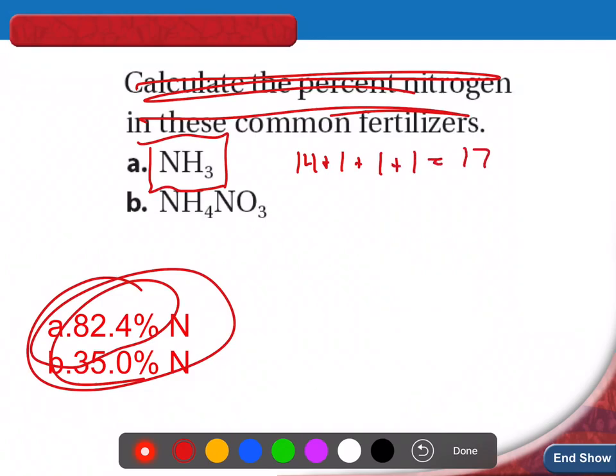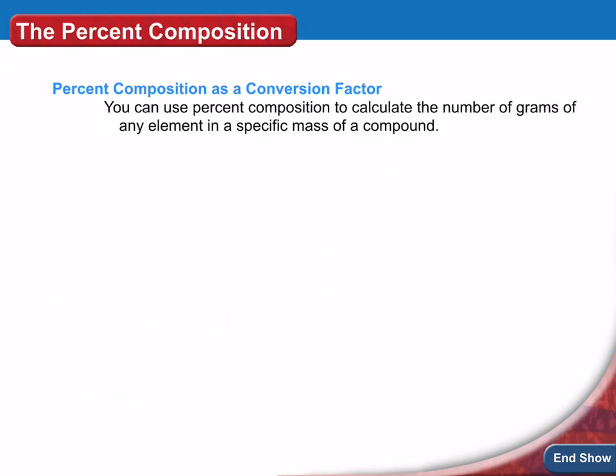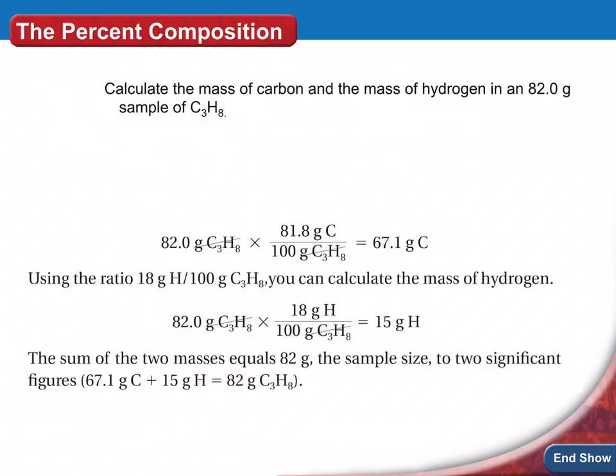So if you want to find the percent nitrogen, you do 14 divided by 17 times 100. If you wanted to find the hydrogen, you do 3 divided by 17 times 100. And it's going to be like that for every compound you do percent composition with. So real simple. If you want to use it as a conversion factor, you can.